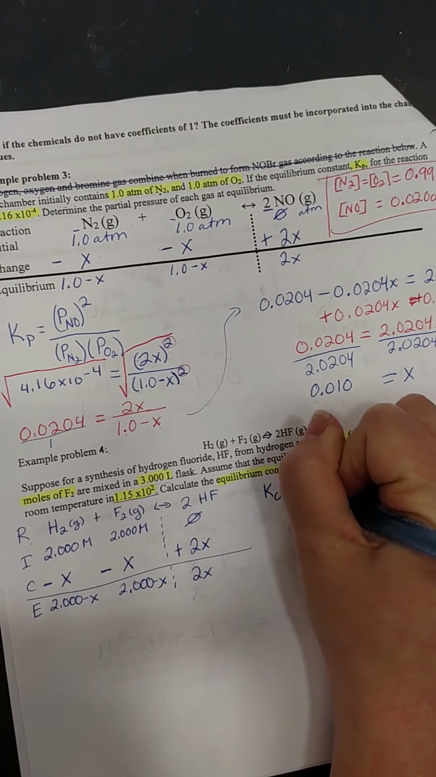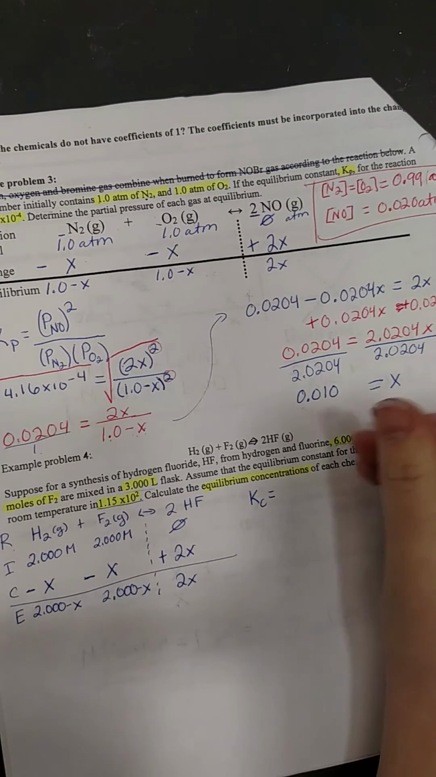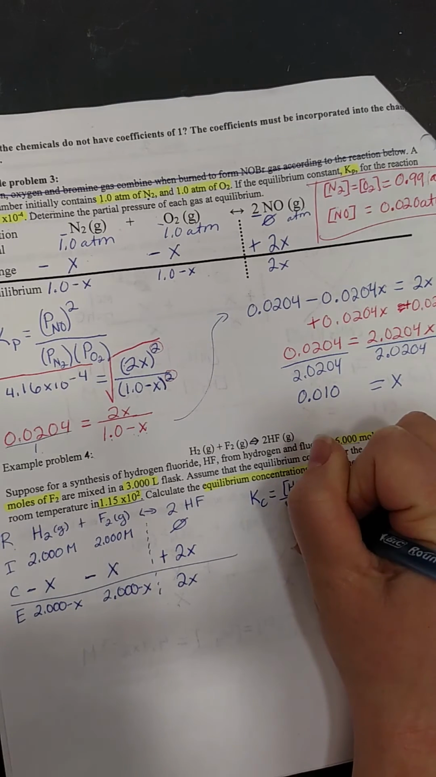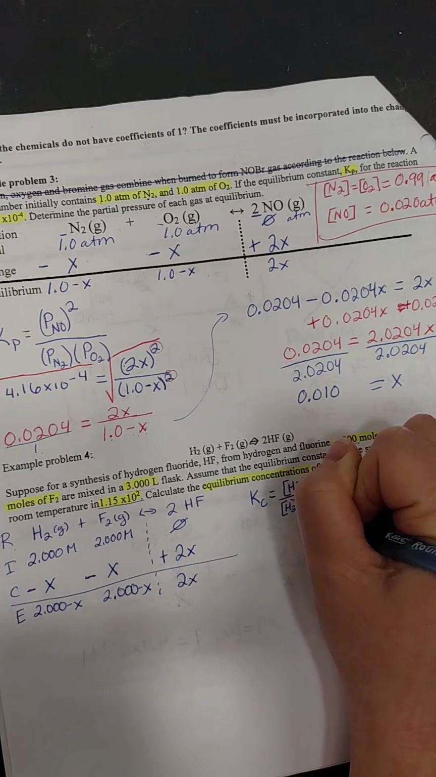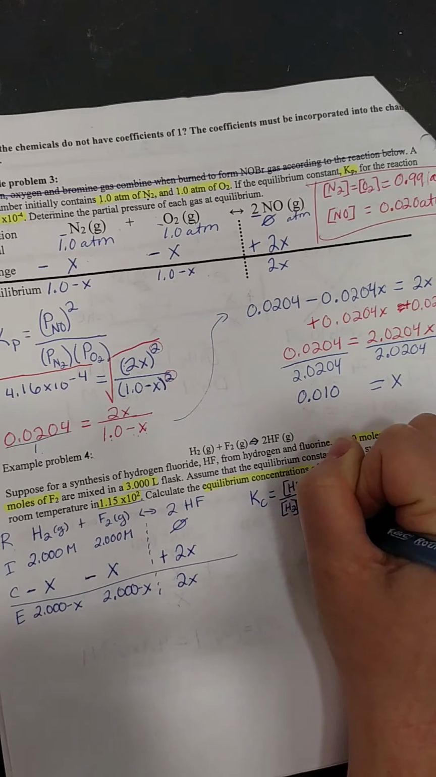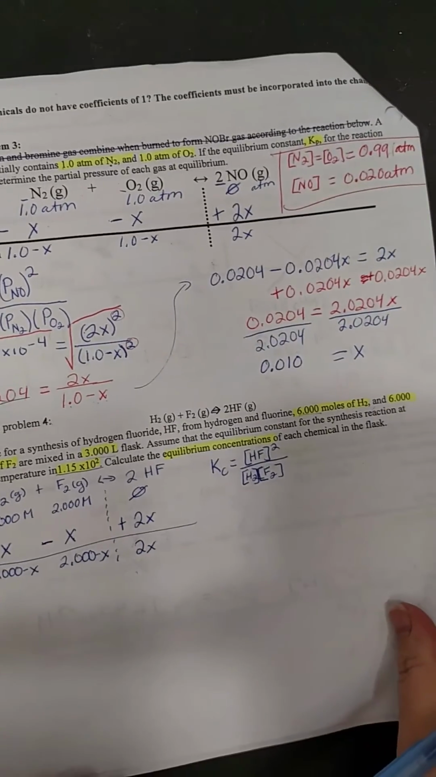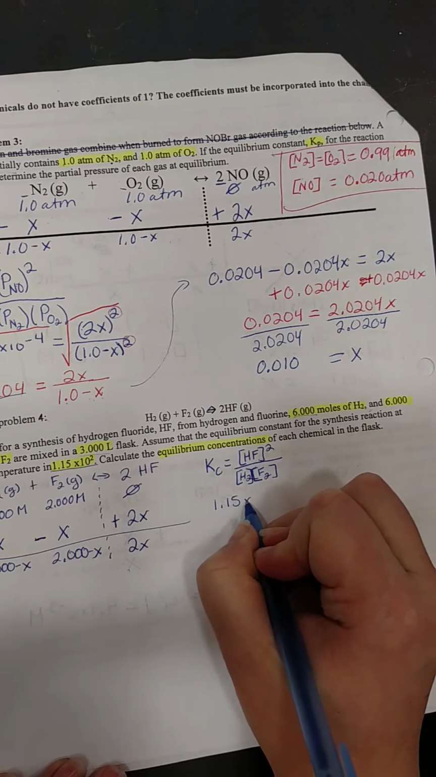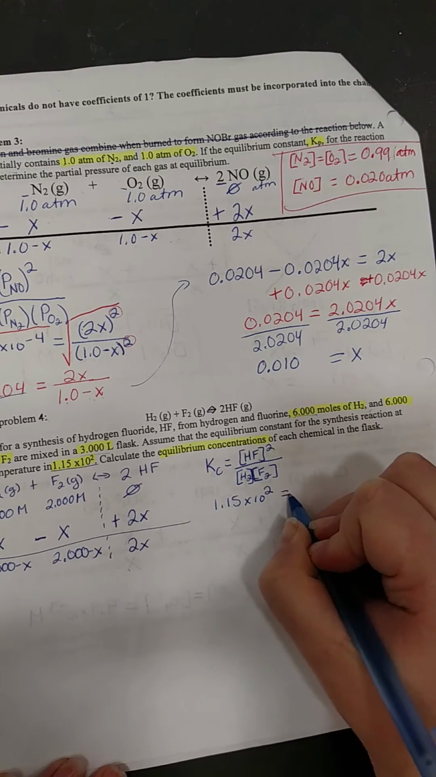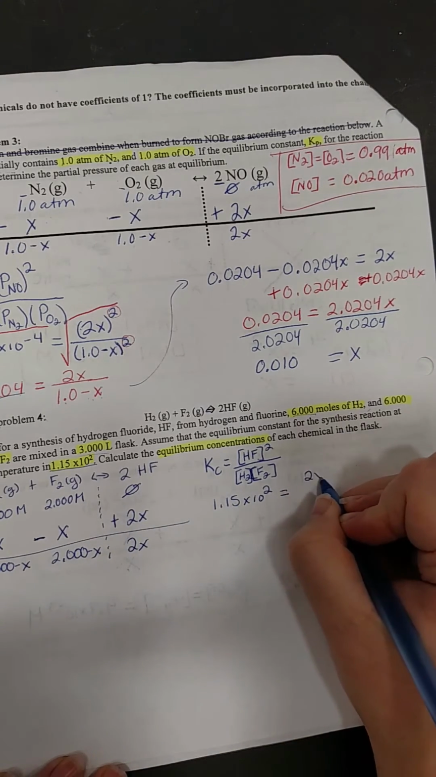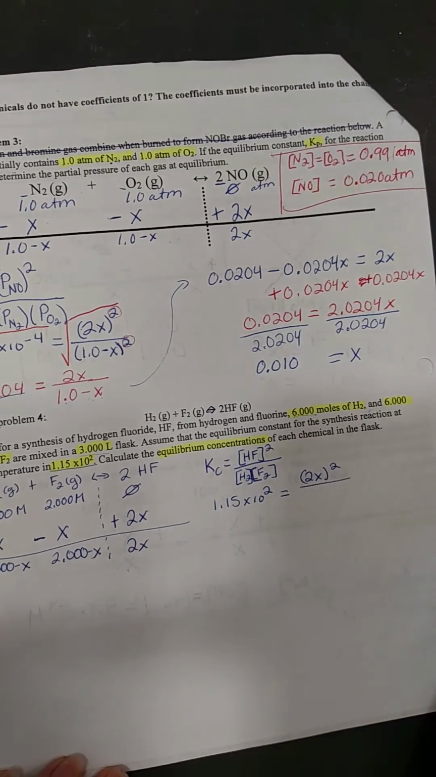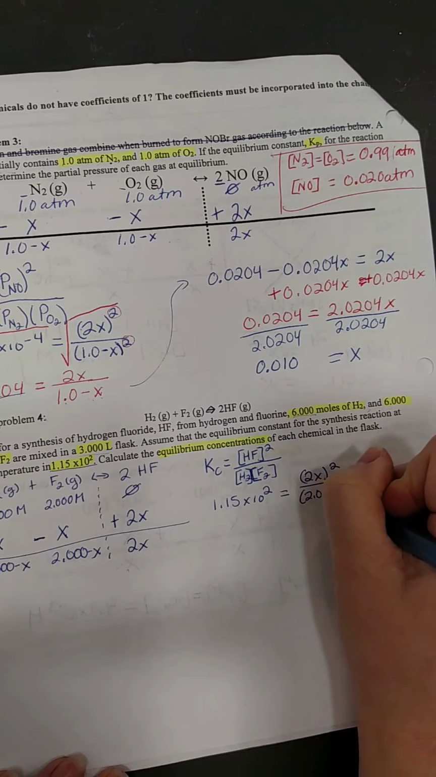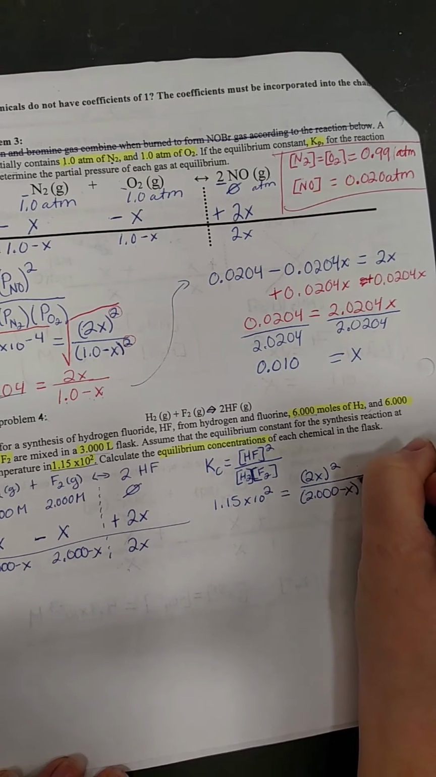So we've got our Kc expression. We want our products over reactants, so concentration of HF squared over H2 and F2. There we go. We want to plug in. So we are going to have our Kc value, 1.15 times 10 to the second, equals HF squared. HF is 2x and it's squared. And on the bottom, we have H2 times F2, and they're the same, so they are squared as well.